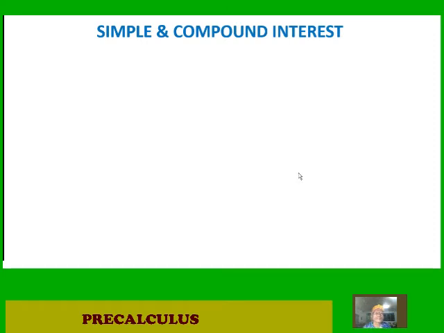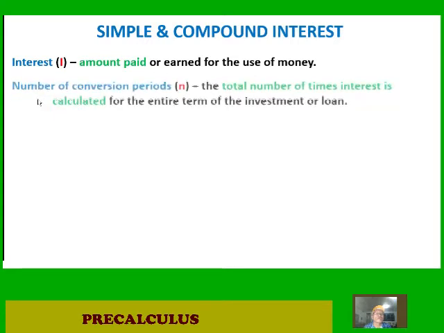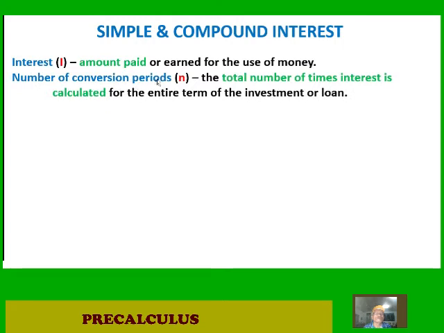Our video tutorial this time is about simple and compound interest. Let us define some basic terms. Interest I is the amount paid or earned for the use of money. Number of conversion periods N: the total number of times interest is calculated for the entire term of the investment or loan.